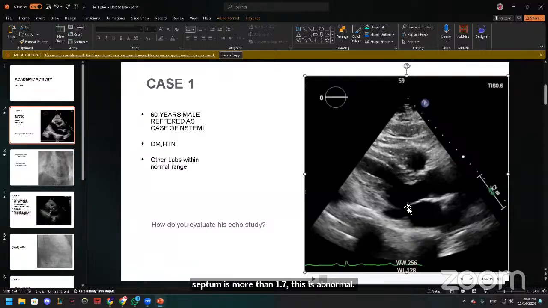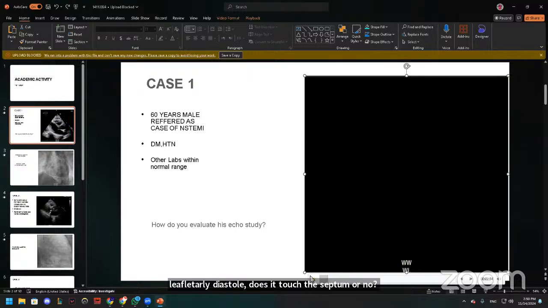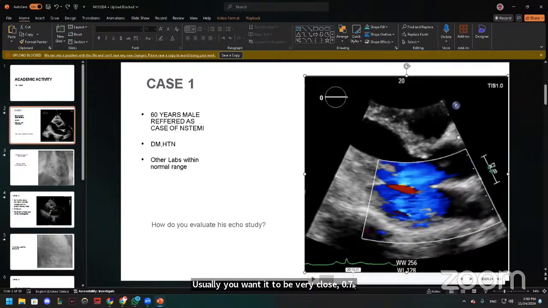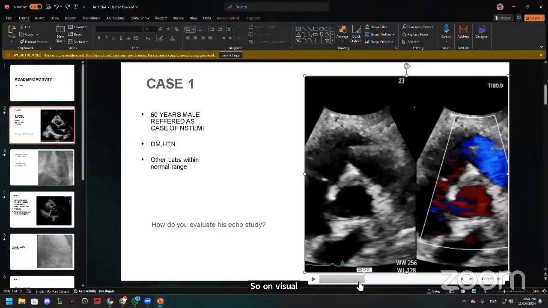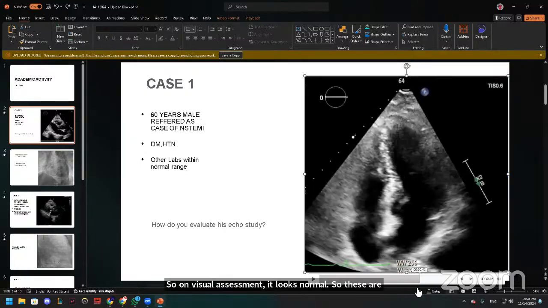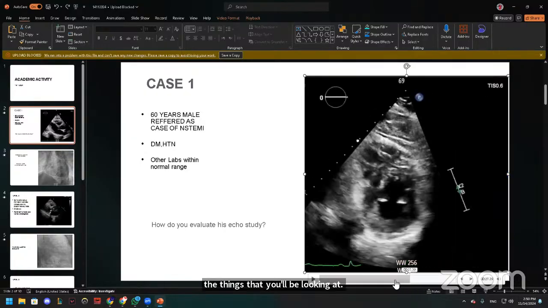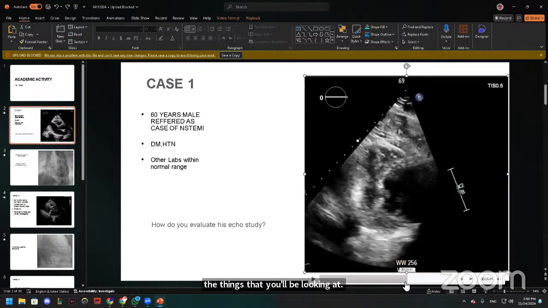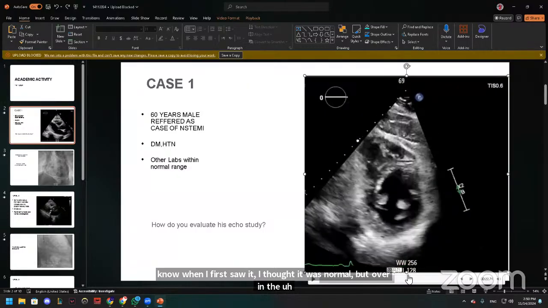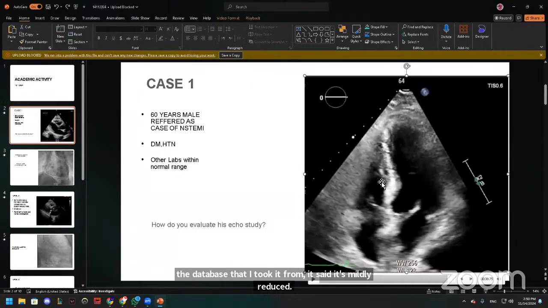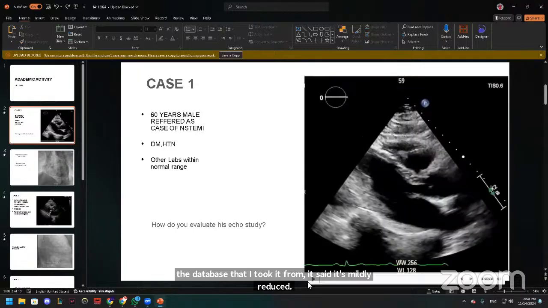You can visually assess this, whether the mitral valve leaflet in early diastole touches the septum or not. Usually you want it to be very close, 0.7. So here we can see it is almost touching. So on visual assessment, it looks normal. So these are the things that you'll be looking at. When I first saw it, I thought it was normal, but however, in the database that I took it from, it said it's mildly reduced. So your assessment was more accurate. Well done. Thank you, Dr.